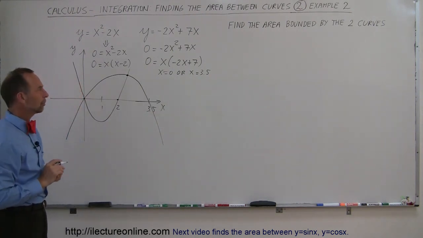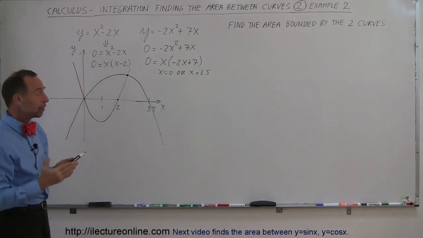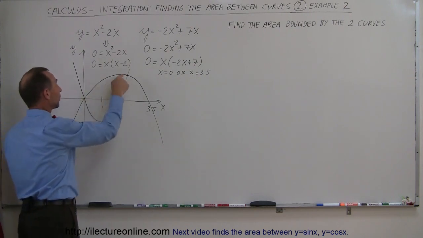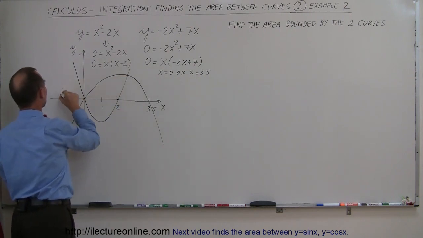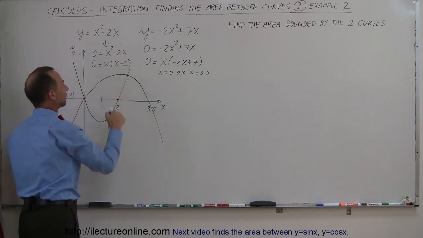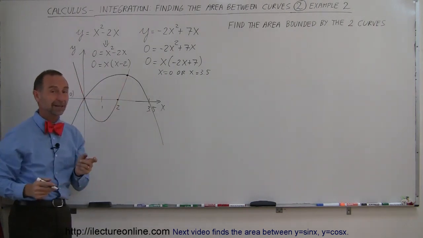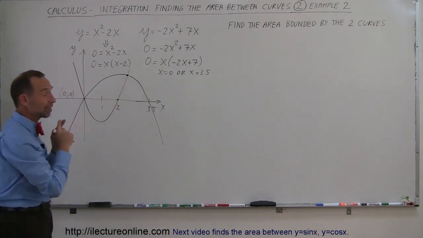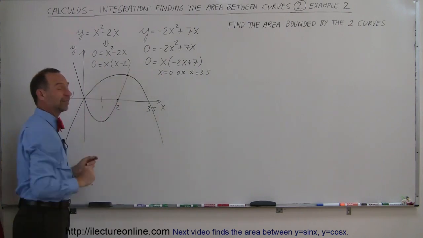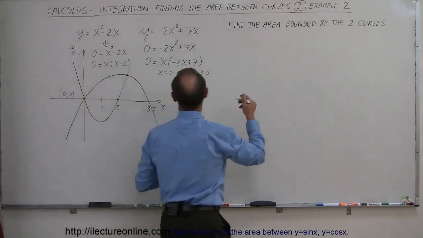All right? In order to figure out what the limits of integration are going to be, we need to know the points where they cross. So here we have the intersection 0, 0, and now we need to find the intersection where they cross over there. To do that, we need to solve the two equations simultaneously to figure out what this spot is right there. All right, let's do that.